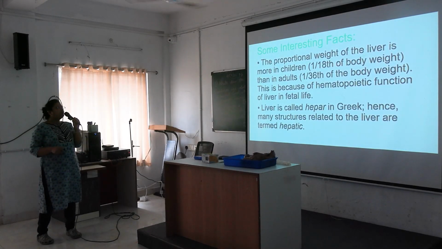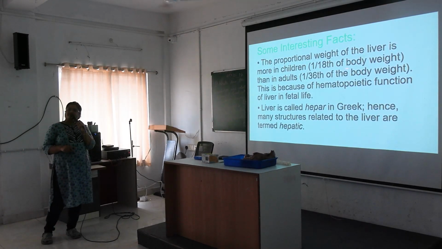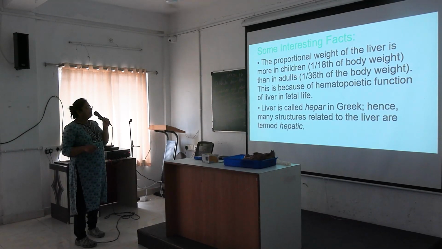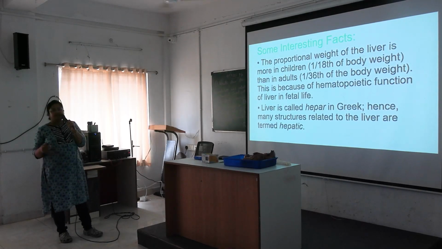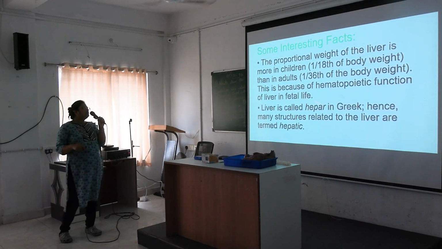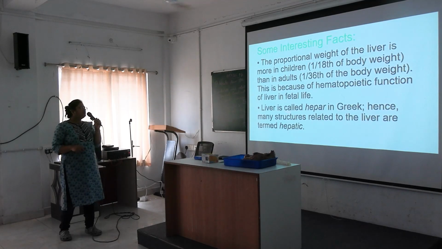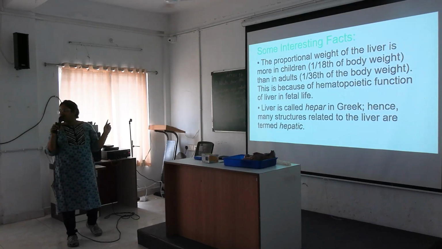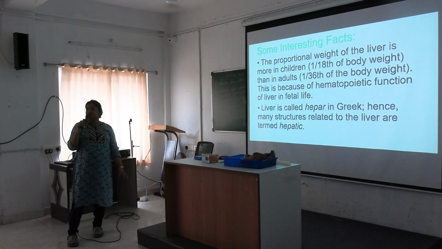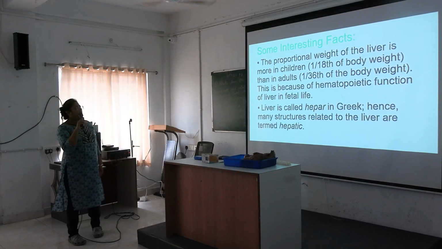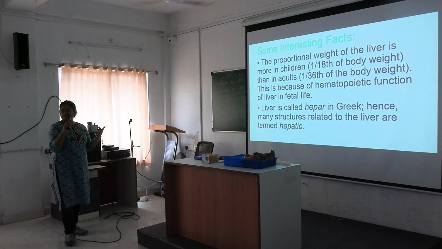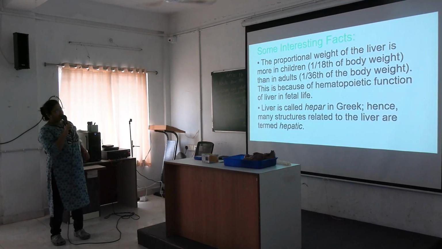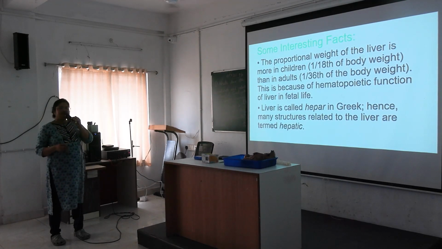So the proportional weight of the liver is more in children. Okay, it occupies about 1/18 of the body weight, and then in the adult, it occupies about 1/36 of the body weight. This is because of hematopoietic function of liver in the fetal life. In fetal life, blood cells are developing in the liver. That's why it occupies almost 1/18 of the body weight. And liver is called hepar. The term hepatic comes from the Greek word hepar. Hence, many structures related to liver are termed as hepatic.